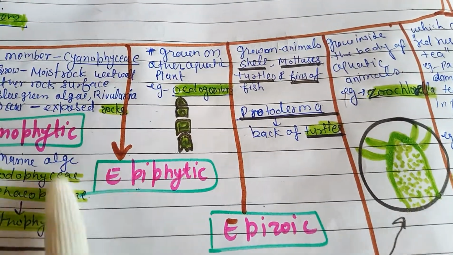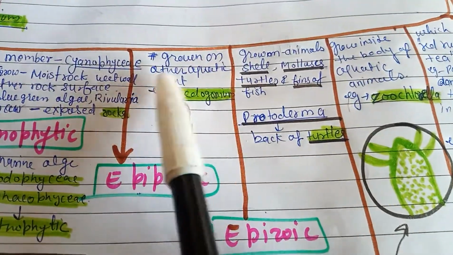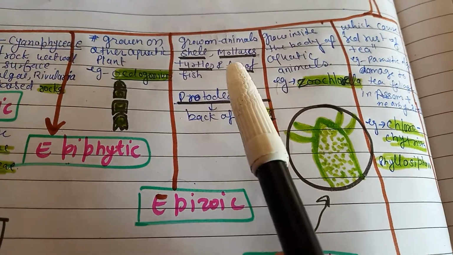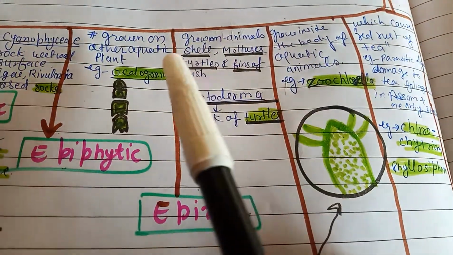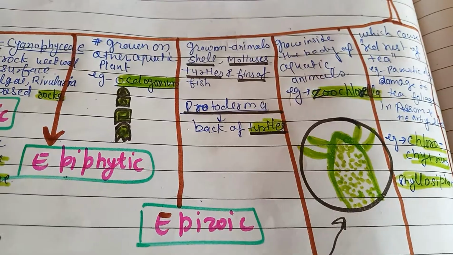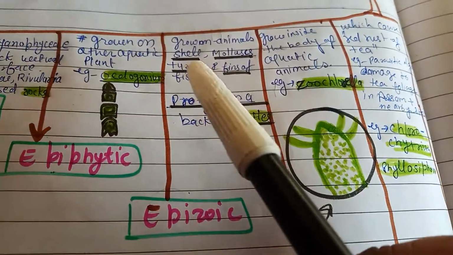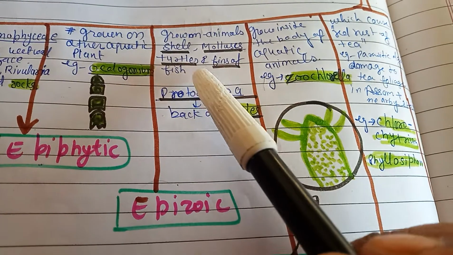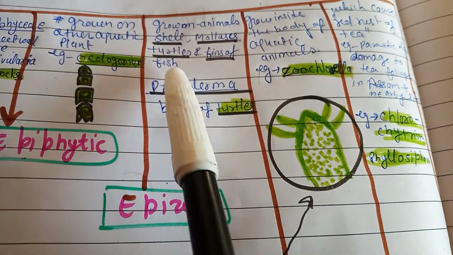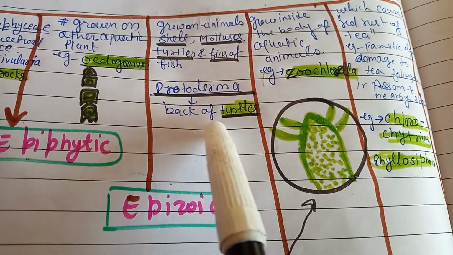Next is epiphytic. Epiphytic example of Oedogonium. Epiphytic are those algae that grow on other aquatic plants. Epizoic. Epizoic algae grow on animal shells and mollusca. Mollusca, one of the famous examples is snail, and those algae grow on the turtles and fins of fishes in epizoic. And Protoderma grows on the back surface of the turtles.